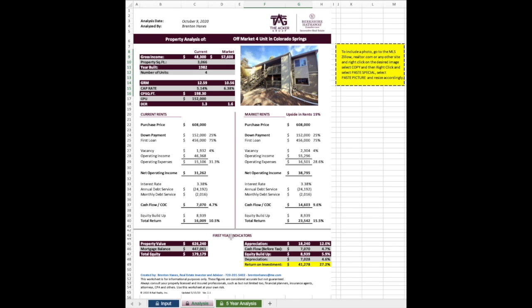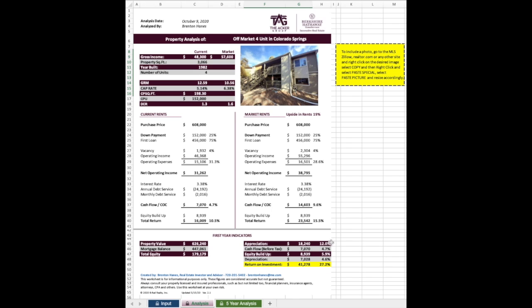So now let's look at our first year indicators here down below. At the end of the year, we're calculating just based off a 3% appreciation rate, $626,000. Our mortgage balance, so our total equity, will be almost $180,000 there in our first year. So we're going to make almost $30,000 in our first year off this property, off of our equity buildup and appreciation alone.